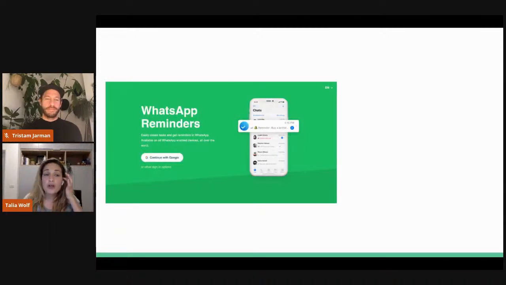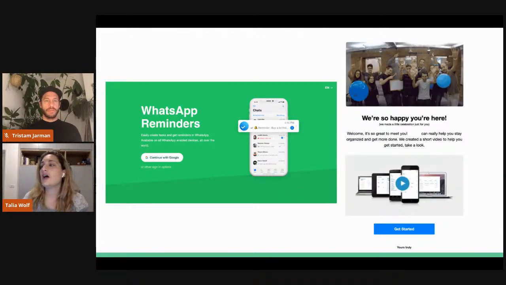So here's an example. I signed up for this service a while ago and it said I can manage my tasks through WhatsApp, which is great because I'm in WhatsApp all the time. So fantastic. But then I go to my email and what I see is basically nothing. So I went to my email to find out how I can actually use this product. And what I got was basically a video showing me why they're cool.